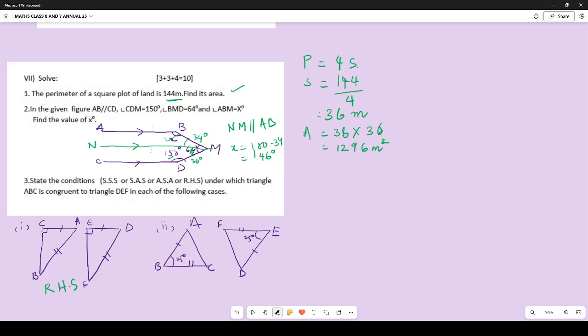You have to say angle C is equal to angle E, which is a right angle. You have to say side AB is equal to side DF, which is the hypotenuse, and side AC is equal to side DE, as they are one of the sides. So that is why they will be congruent with the RHS congruency rule.